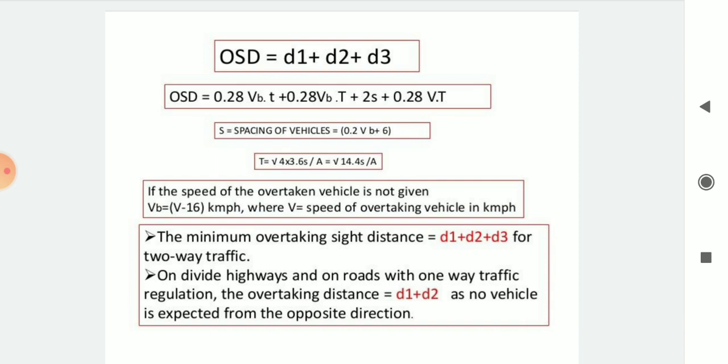The minimum overtaking sight distance is equal to d1 plus d2 plus d3 for two-way traffic. On divided highways and on roads with one-way traffic regulation, the overtaking distance is equal to d1 plus d2, as no vehicle is expected from the opposite direction.